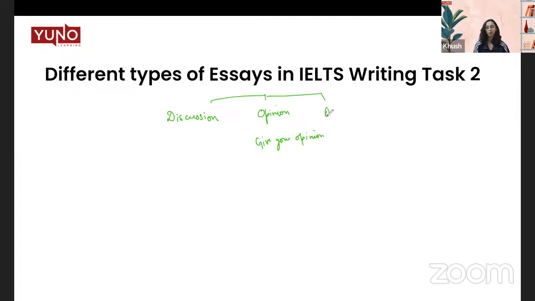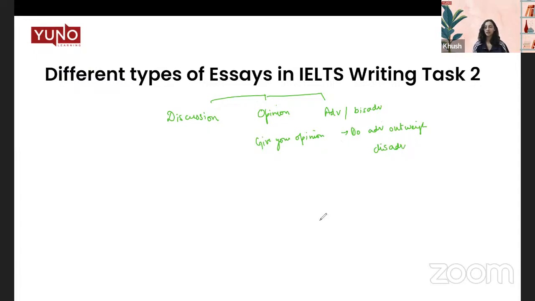Then we have the advantage, disadvantage essay. Now, what do we mean by this? Wherein you're going to talk about the advantages or disadvantages of a particular topic. Let's just simply say AI, what are the advantages? So you go ahead and write the advantages. But there are different kinds within these categories. For example, do advantages outweigh disadvantages?